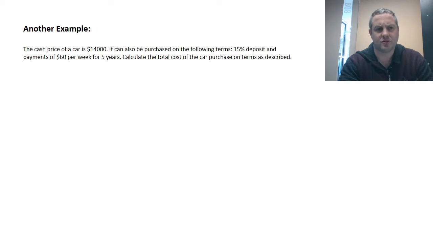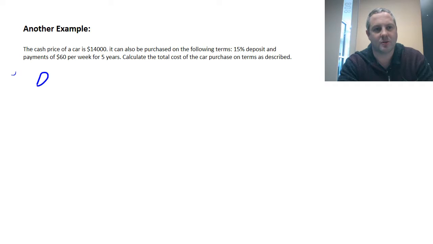Another example of buying on terms is the following. The cash price of the car is $14,000. It can also be purchased on the following terms. 15% deposit and payments of $60 per week for 5 years. Calculate the total costs of the car purchase on terms as described. So very similar to the question you had previous. The first thing we need to do is find the deposit.